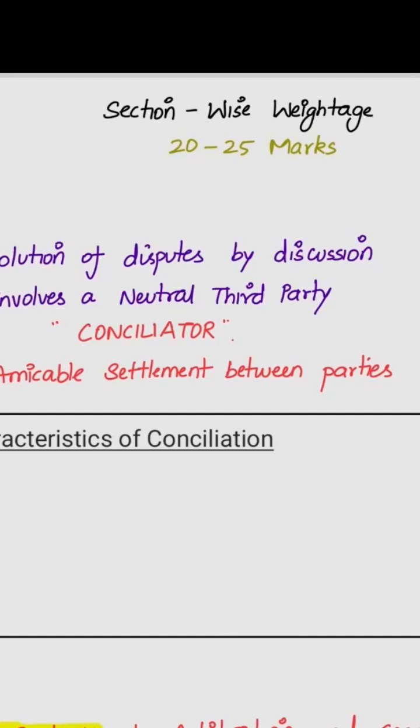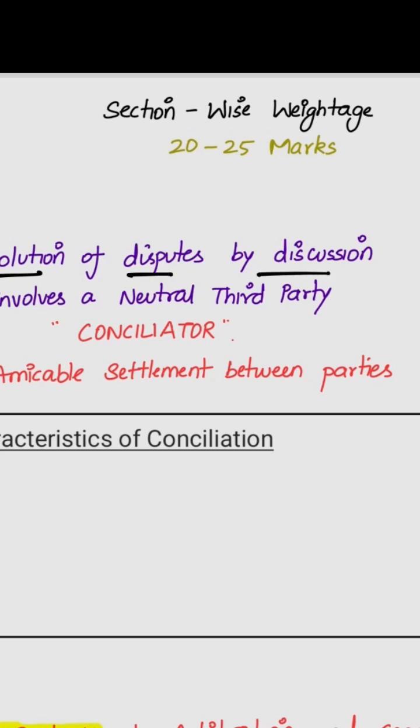First, we can see the meaning of the word conciliation. What is conciliation? As we see in arbitration, this is also a method of alternative dispute resolution. Where the difference lies is the decision of the conciliation is not binding, whereas if the arbitrator takes a decision, it is definitely binding. Generally, the decision taken in conciliation is not binding. The meaning is solution of disputes by discussion.